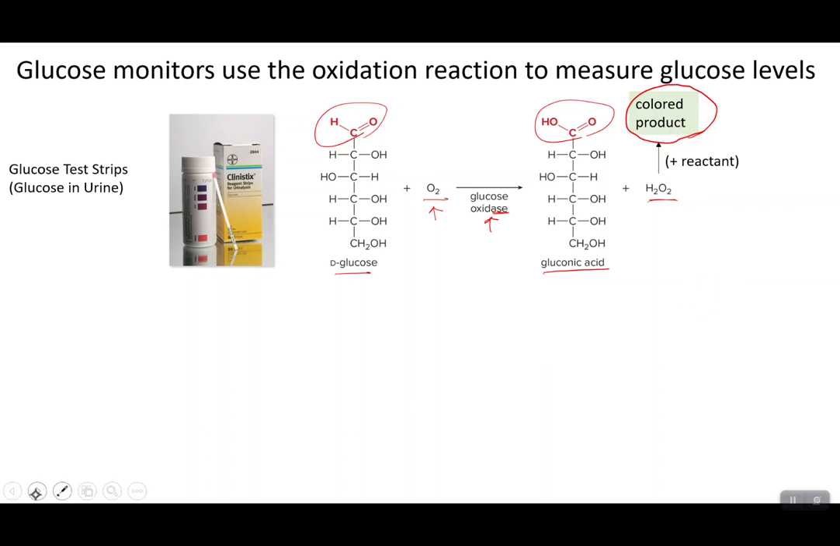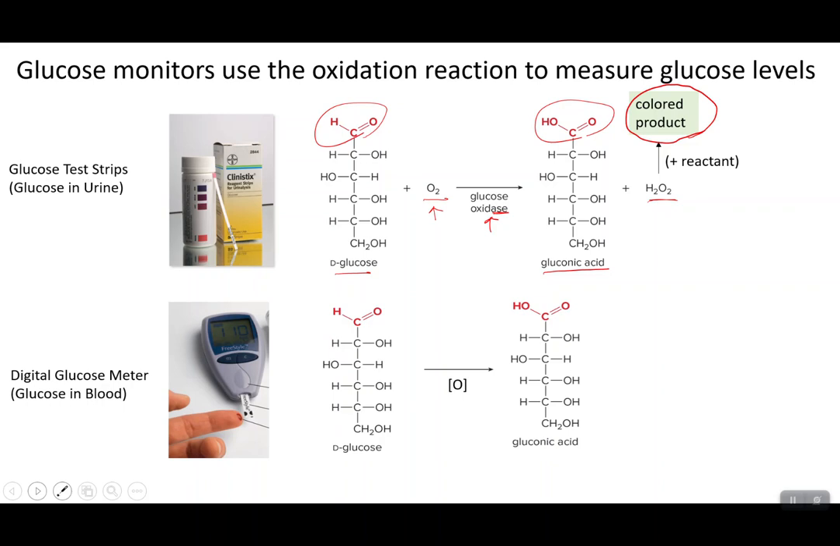Let's see how we would use this oxidation reaction in digital glucose meters. So here, again, we are interested in measuring the amount of glucose that we have present in the blood. And in this case, we're also going to have an oxidizing agent to convert it to carboxylic acid. But what we are measuring here is actually the amount of oxidizing reagent that reacts. So it's also an indirect measure of glucose. Realize how in the test strips, we didn't measure glucose directly. We're actually measuring a product that should appear if glucose were present.